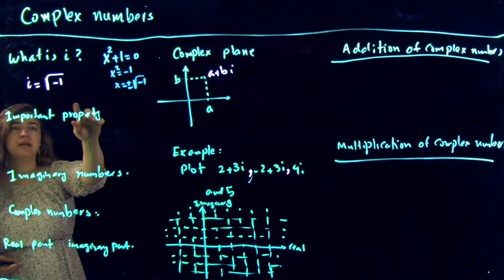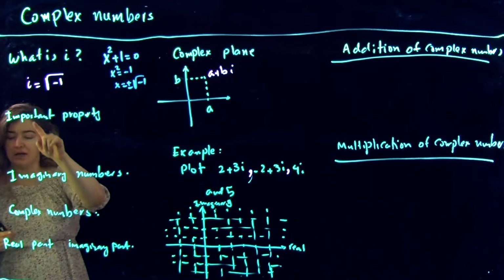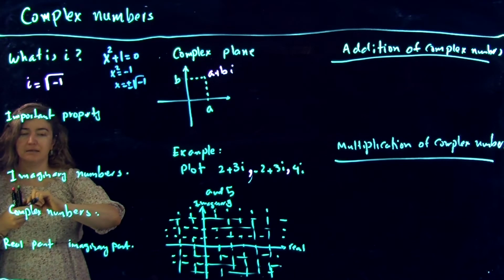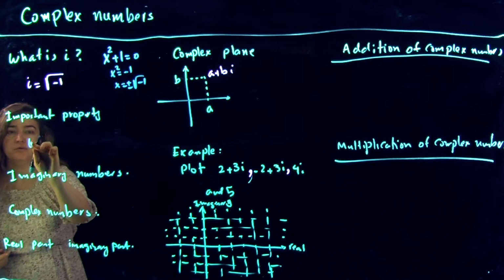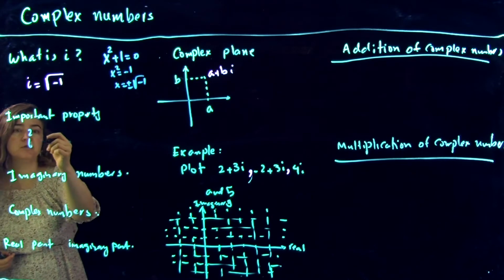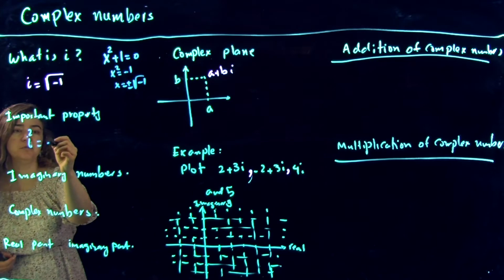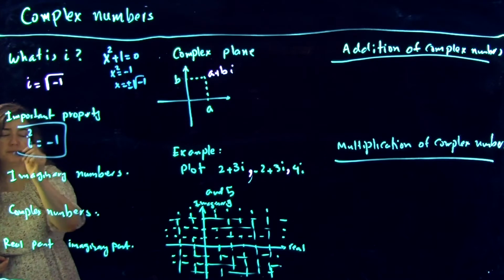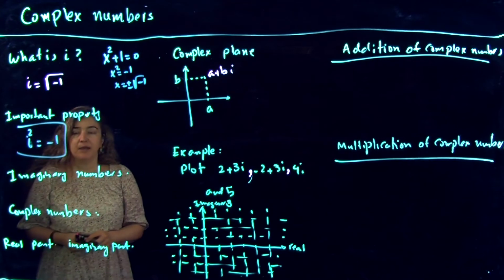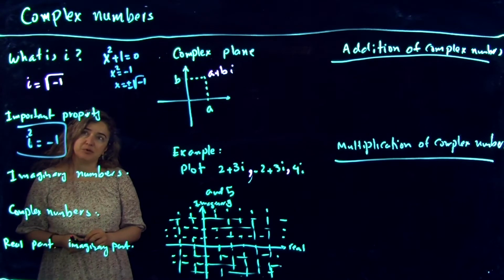And so now, an important property of i is this. i to the power 2, as you suspect, is going to be equal to negative 1. So what are imaginary numbers?